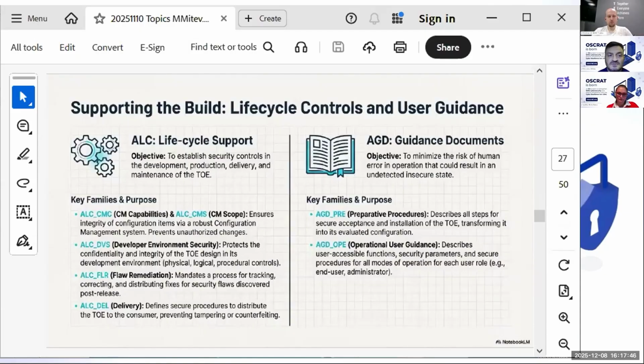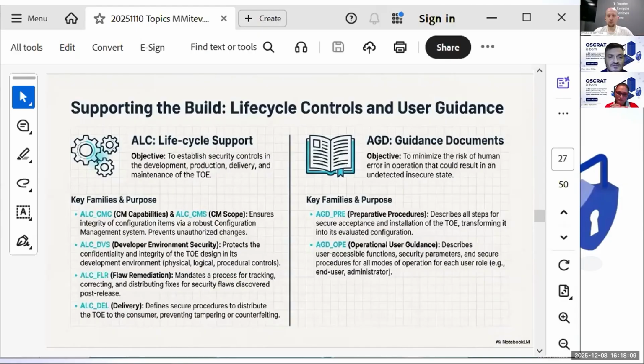This slide presents the supporting evidence for the build phase. The lifecycle support class includes configuration management, secure delivery, and flaw remediation. This ensures that the product is created, stored, and delivered securely.